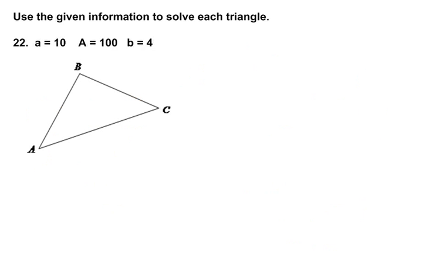Okay, now we're going to jump over to 22. In number 22, we do not have a right triangle. We don't have a triangle that has any right angles in it. So we just have a general shaped triangle. We don't know what it is.